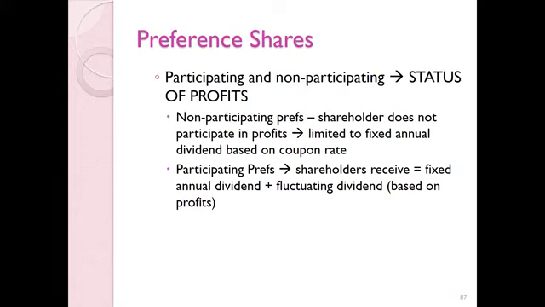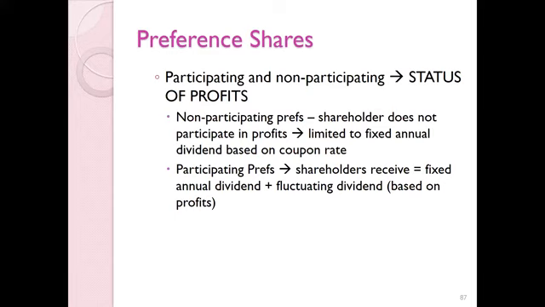So the very ordinary dividend that they expect to receive, that is all they're going to get if they have non-participating preference shares. But if they have participating preference shares, that means that the shareholders are going to receive two elements of payments on an annual basis. They will receive that fixed dividend, the same as the non-participating preference shares, as well as a fluctuating dividend that's going to be based on profits.